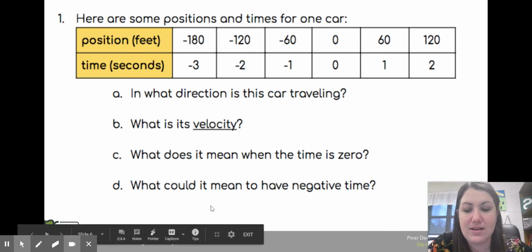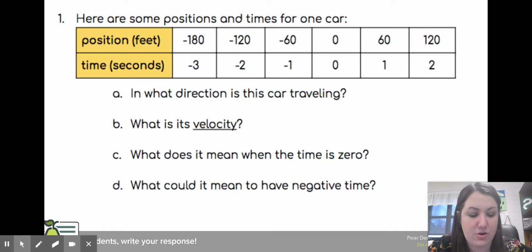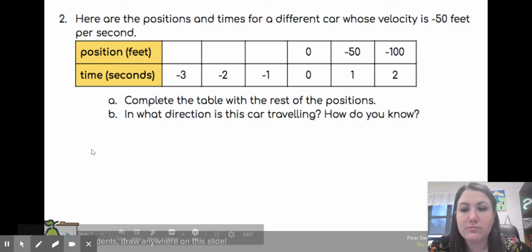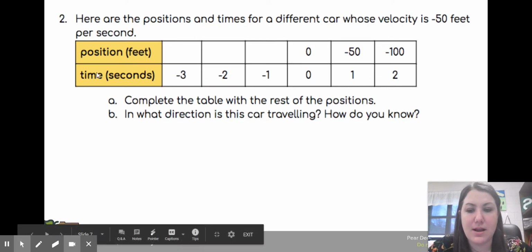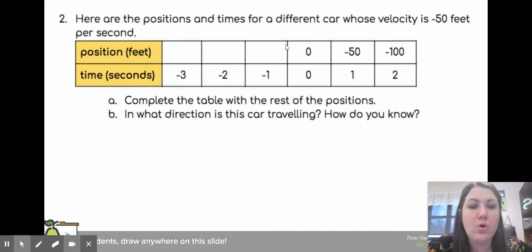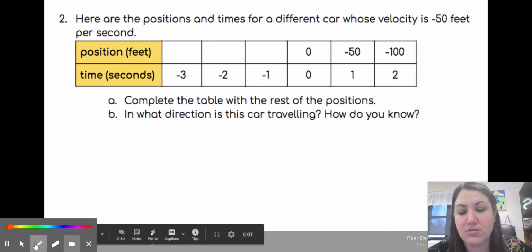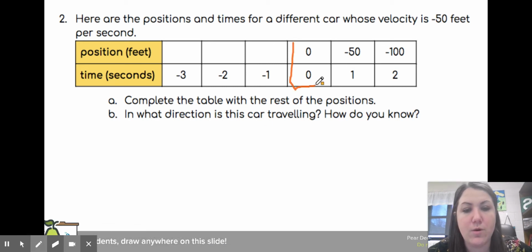So you're going to answer these questions and type in your answers. Keeping that in mind, you are going to complete this table here. We'll work on one so that you have an idea of how this is going to work. Okay, so we know 0 is the starting place. 0 is where they're starting. And we know from reading that it's traveling -50 feet per second.